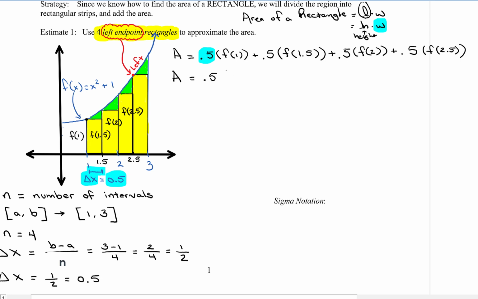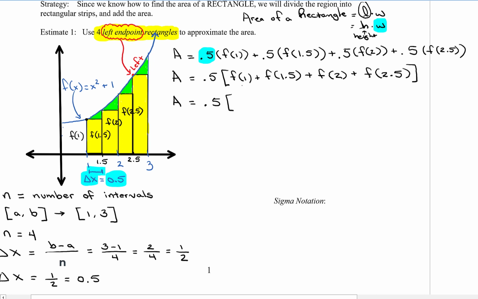Okay, for our next line, let's write A equals 0.5, open up a set of square brackets and write f of 1 plus f of 1.5 plus f of 2 plus f of 2.5, and then close our square brackets. What I've done here in this line is we factored out the 0.5.